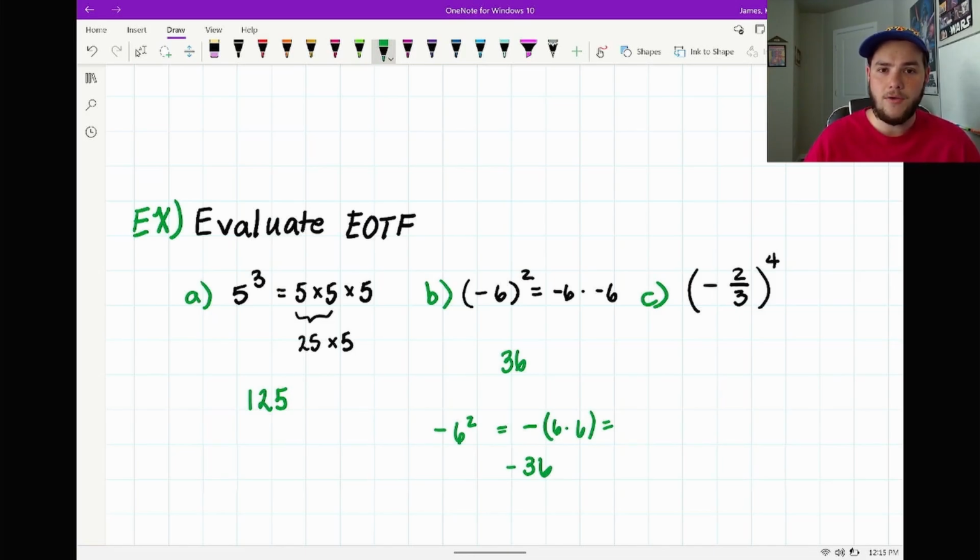That said, why don't you see if you can try part C, which involves the same kind of trick, on your own? Go ahead and pause the video here and press play when you're ready. The answer to this problem is positive 16 over 81.